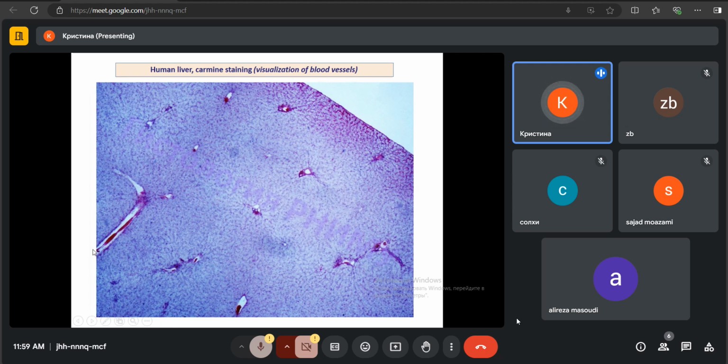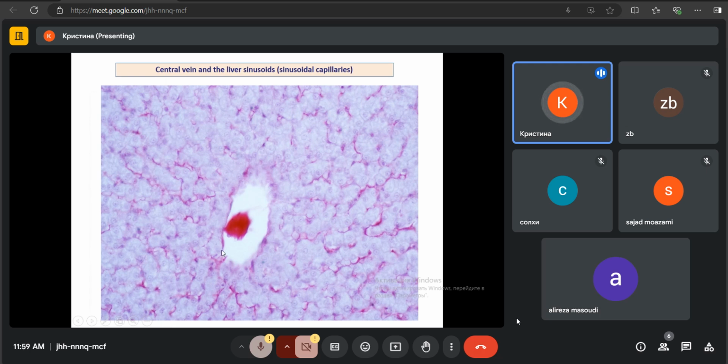And if we look here, we see the longitudinal section of a single blood vessel. It is the sublobular vein. It is the central vein. It is single, with a very thin wall, and hepatocytes and sinusoidal capillaries run evenly in all directions.